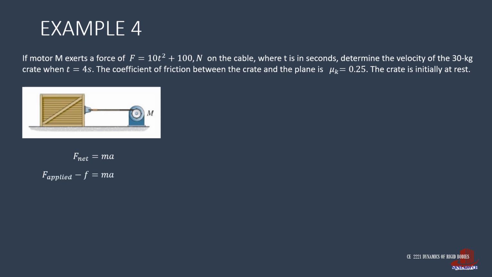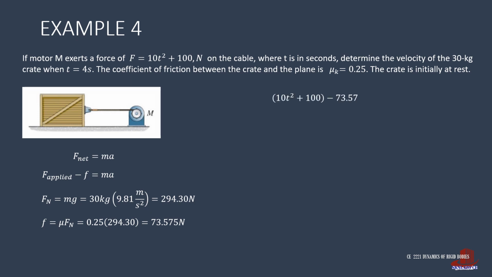The net force comprises of all types of forces involved, which would be the applied force and friction. The normal force is computed as m times g. That would be the mass of 30 kilograms times gravitational acceleration of 9.81 to give 294.3 newtons. It is necessary to determine normal force to solve for friction, which is the coefficient times normal force, that is 0.25 times 294.3, which is 73.575 newtons.